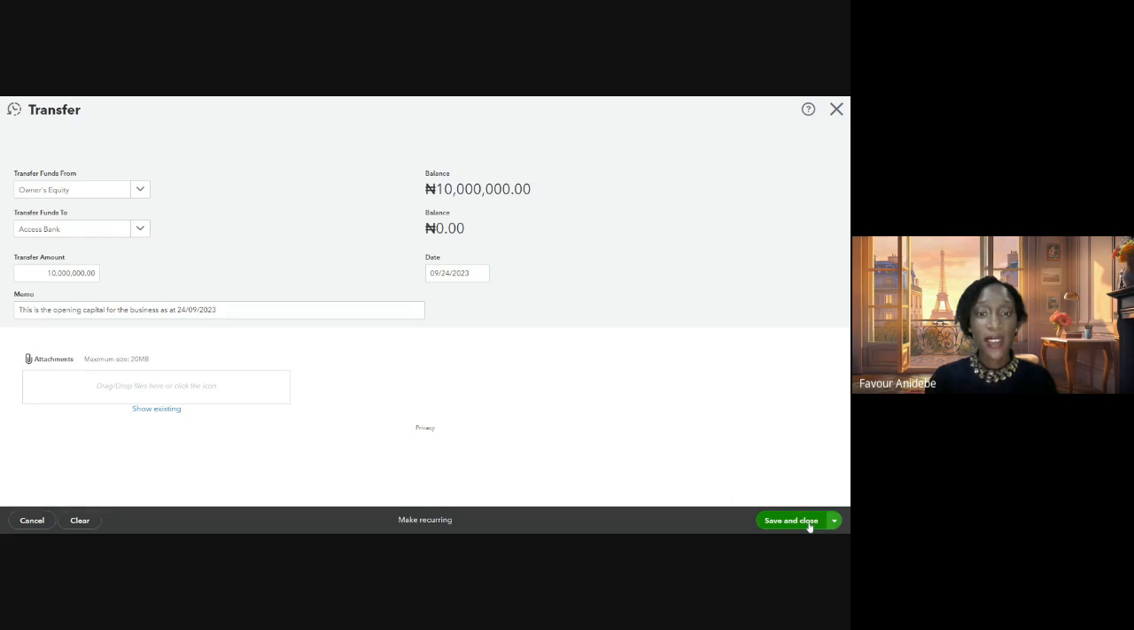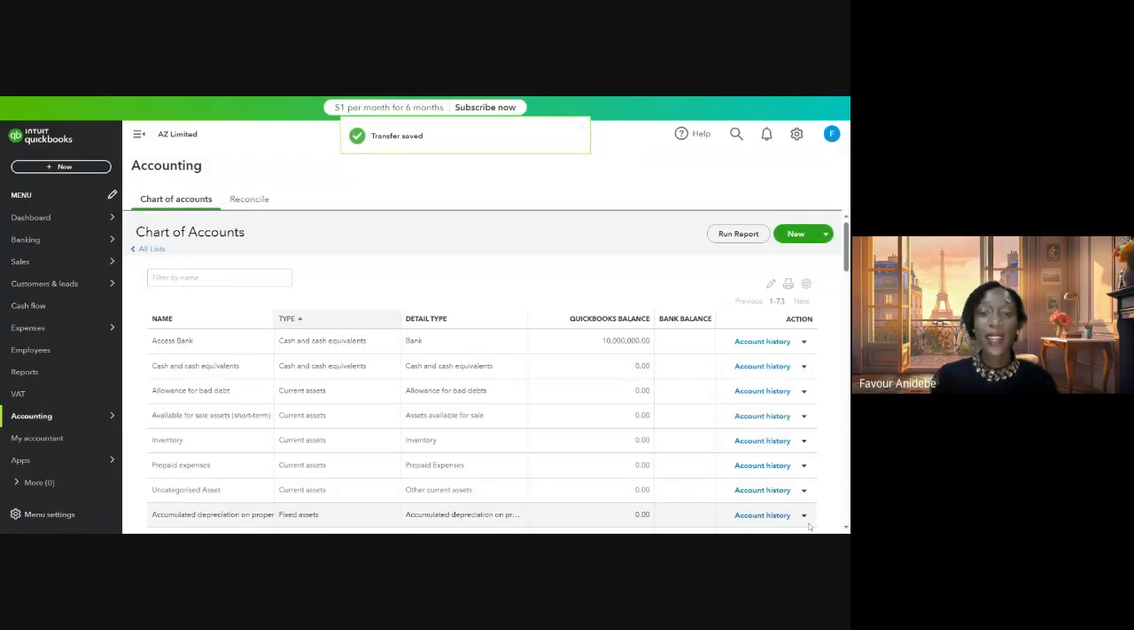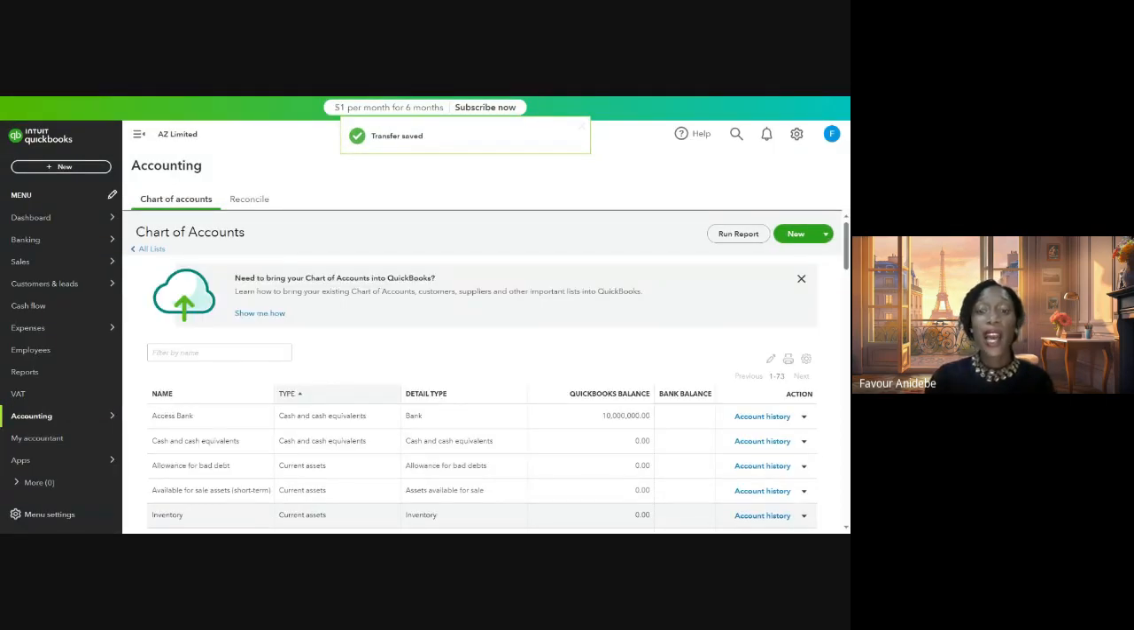Once we click on save and close, what you've told QuickBooks is that there is no more money in my accounting owner's equity. The money has moved from owner's equity to Access Bank. So now we have money to carry on the business. Do we understand so far?